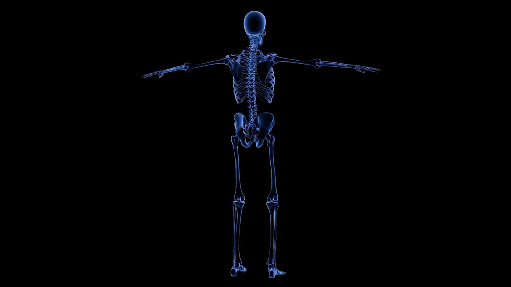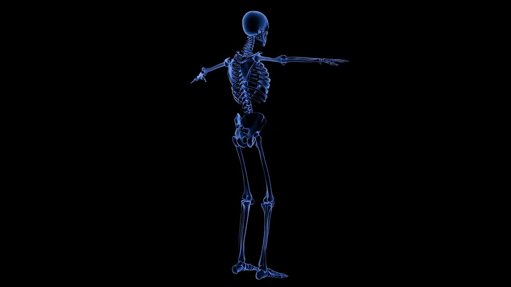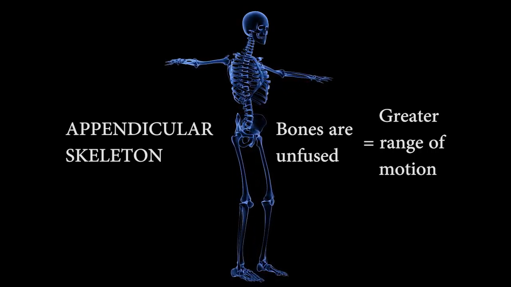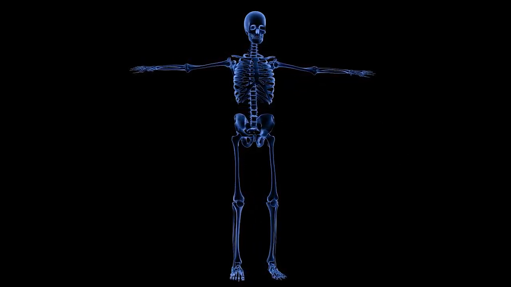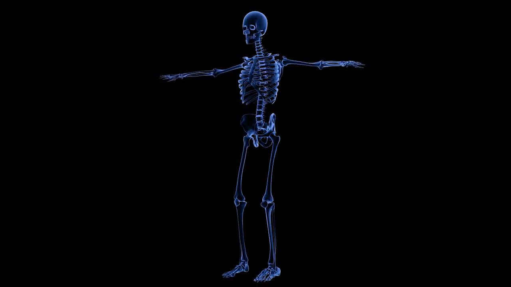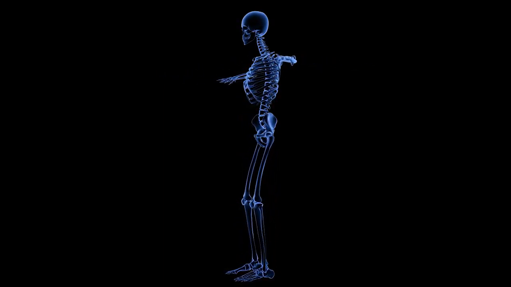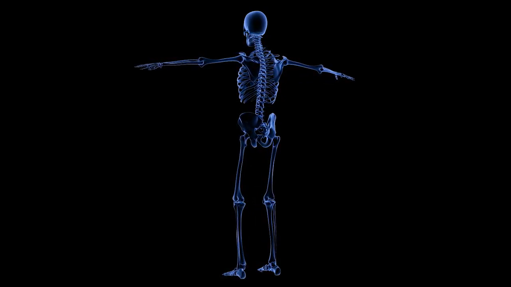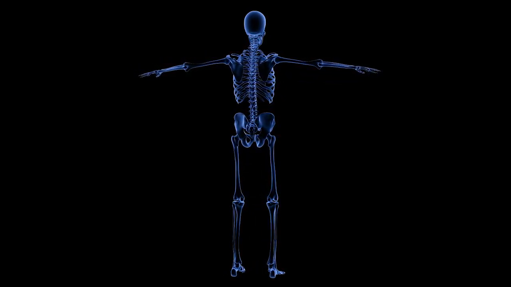The appendicular skeleton is different to the axial skeleton in that the bones are unfused, which means that they have a greater range of motion, thus making possible one of the main functions of the human skeletal system, locomotion. The pectoral girdle is also known as the shoulder girdle and is a set of bones that connect the arms to the axial skeleton on each side. It consists of the clavicle and scapula.